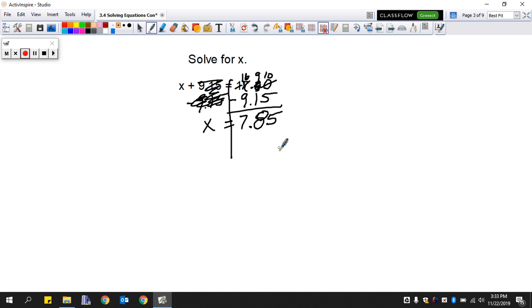If we happen to be asked to round it to the nearest tenth, remember the tenth is this place. Look to the number to the right, that's 5 or more, so that would go up. So x is equal to 7.9 when it's rounded to the nearest tenth.